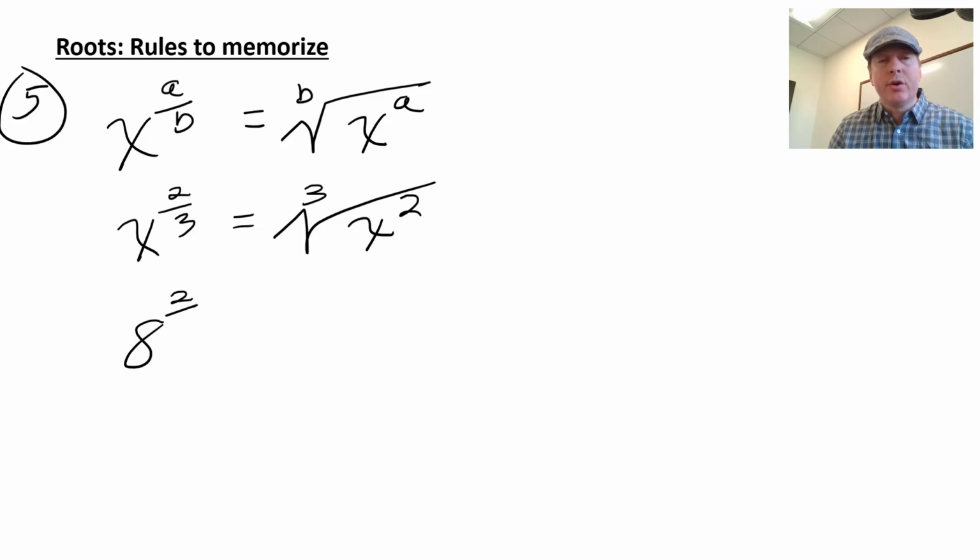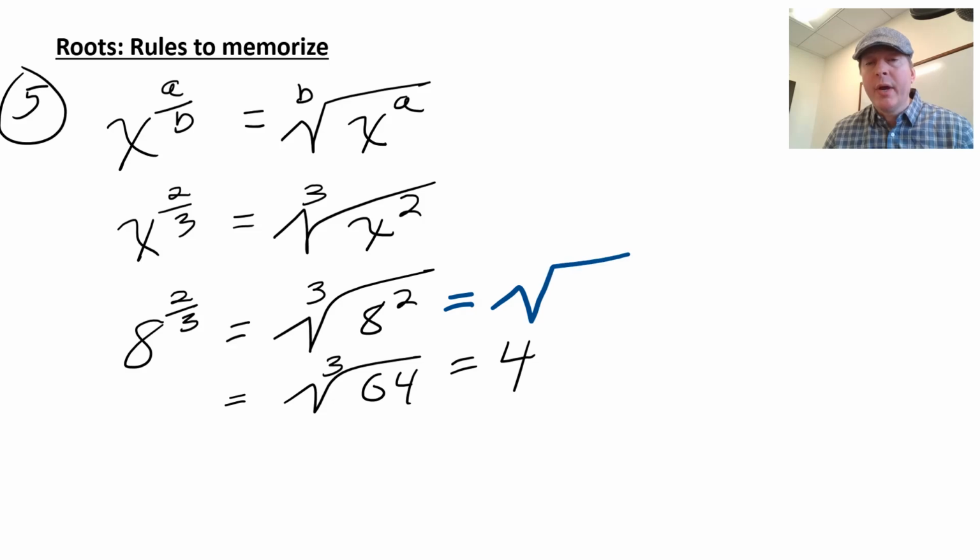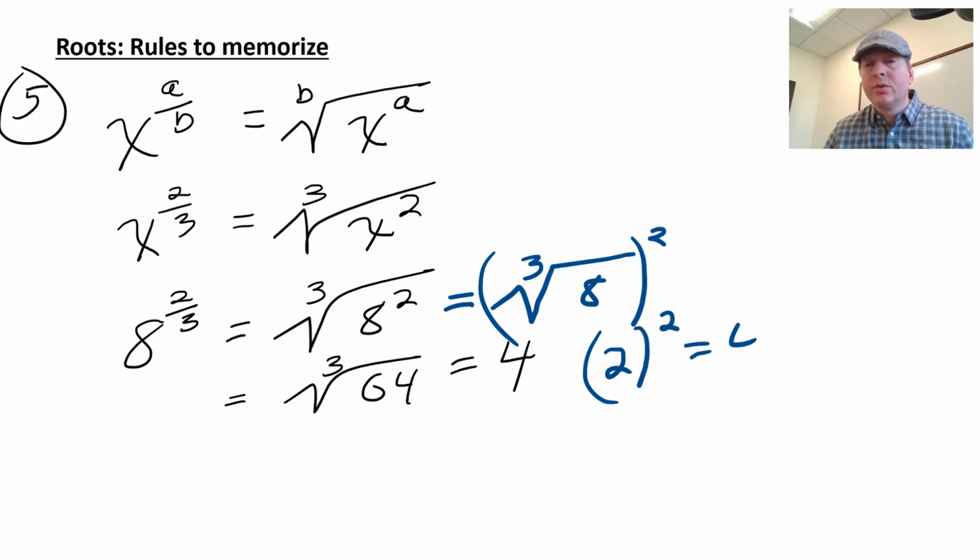8 to the power of 2/3 is the same thing as the cubed root of 8 squared, which is what? The cubed root of 64, and the cubed root of 64 is 4. 4 times 4 times 4 is 64. Let me also point out that the cubed root of 8 squared is the same thing as the cubed root of 8, squared. Same thing. And the cubed root of 8 is what? The cubed root of 8 is 2, so this is 2 squared. This is equal to 4, so it all works out.